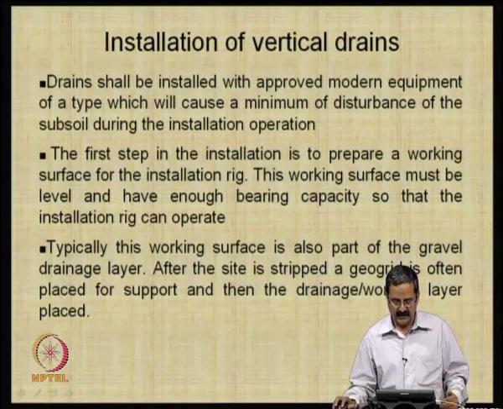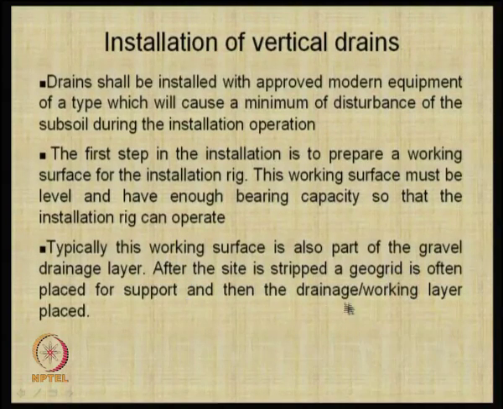After the site is stripped, a geogrid is often placed to support, and then the drainage and working layer is placed. Sometimes, you saw that coir drains were standing, and you try to cover them with sand and then put a geotextile layer, which can work as a drainage layer, because sand is of course a good drainage layer, but sometimes they say a geogrid could be placed. In fact, it can even take care of uneven settlements.